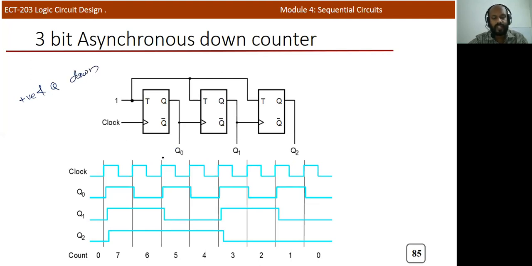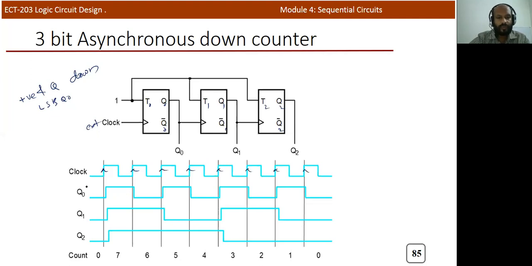Now we can verify this particular circuit. It's a 3-bit counter, so we need to use 3 flip-flops. The LSB is Q0 because we are connecting the external clock to the Q0 flip-flop. So this is T0, this is Q0. We can indicate T1, Q1, Q1 bar, T2, Q2, Q2 bar. Now we can see that it's a positive triggered clock, so we can indicate the positive edges of the clock. These are the positive edges of the clock.